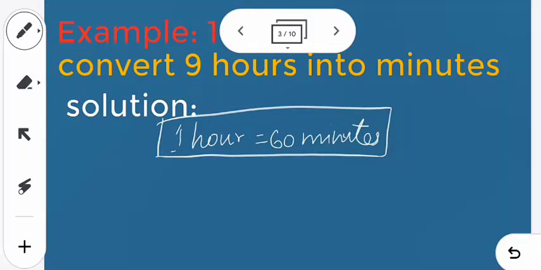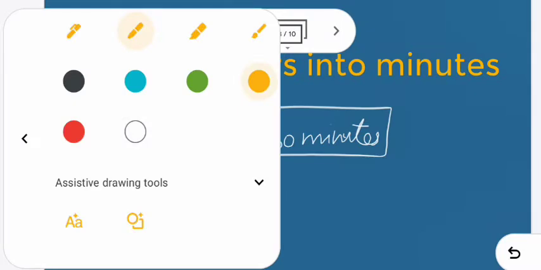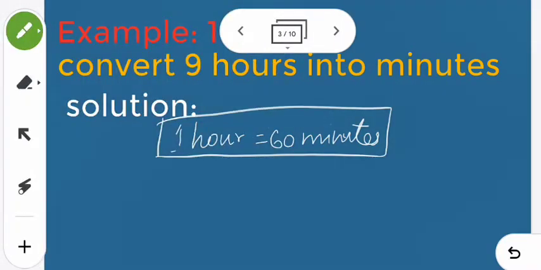Okay, now let's see whether to multiply or divide. Here, 9 hours is given, and you are asked to find the minutes. So which is big and which is small? Here, hours is the bigger one and minutes is the smaller one. So you have to convert this big one into small one. Big to small, you have to multiply. So here you will multiply.